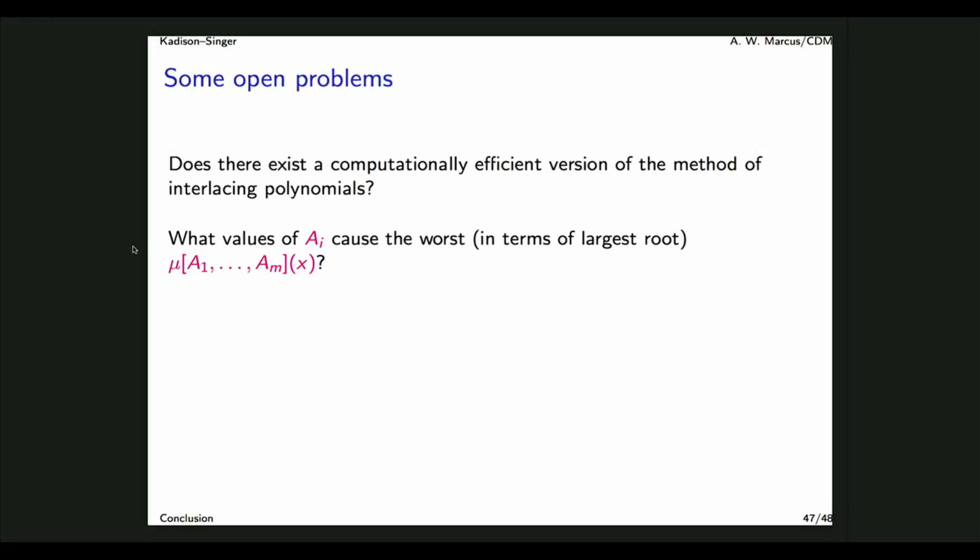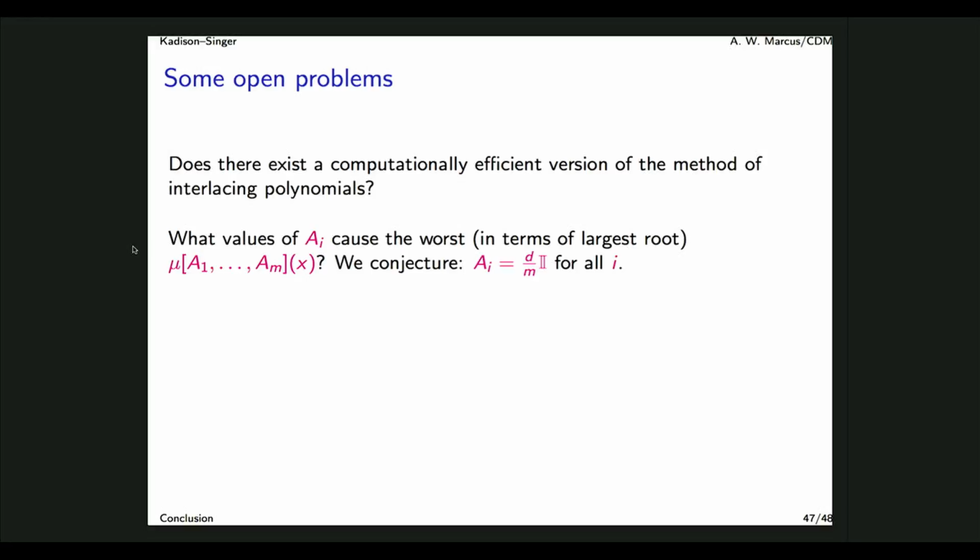It would be interesting for us to know what values of the A_i cause the worst case in terms of the largest root of this mixed characteristic polynomial. It would have been 1,000 times easier to just find the actual polynomial that maximizes this thing and then find the roots of that, rather than have to go through this argument with the barrier functions that bounded all possible polynomials.